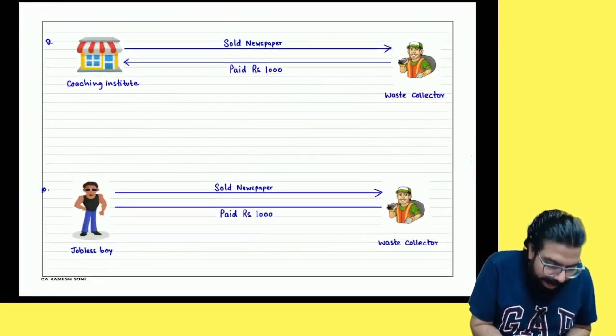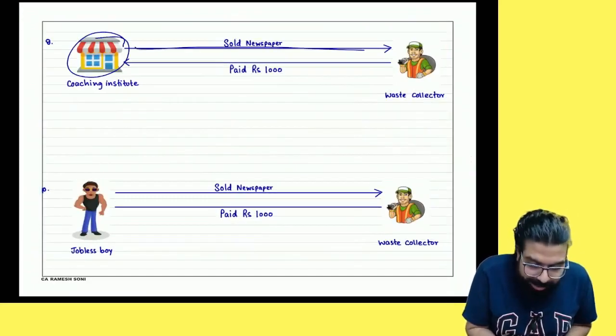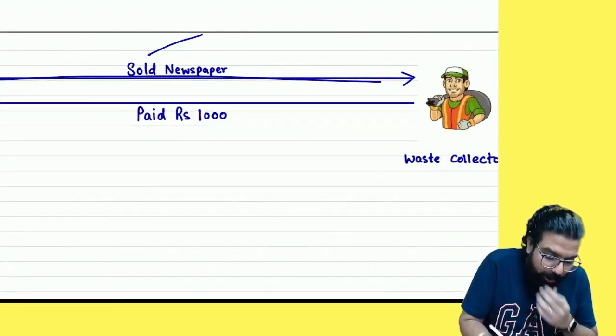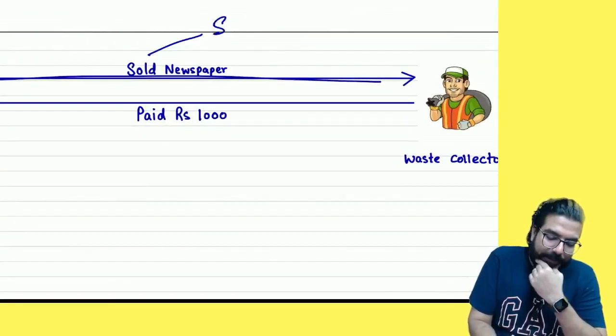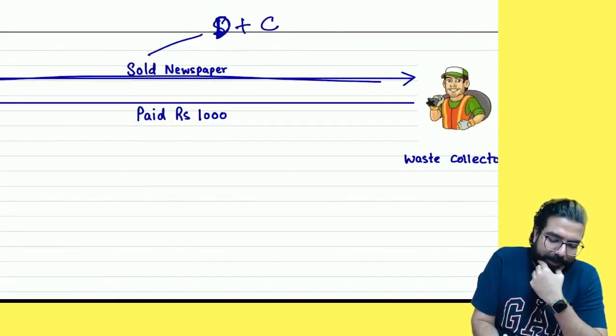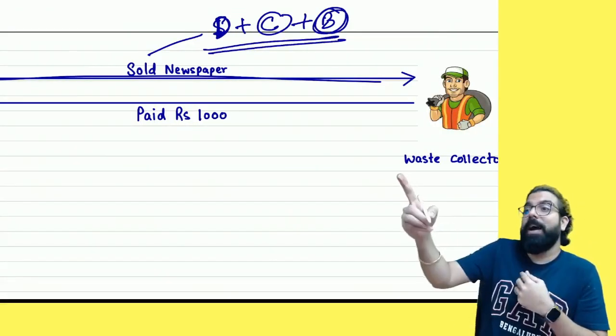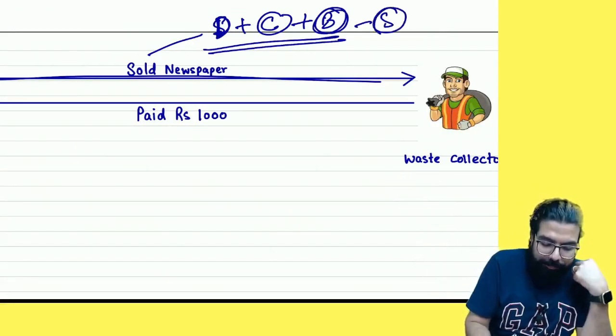People, I am a coaching institute. I gave old newspaper, sold for 1,000. Sale, disposal. Is it in the course of my business? Supply or not supply?